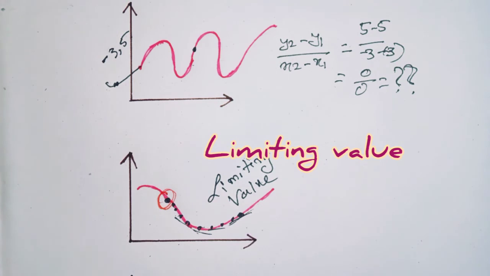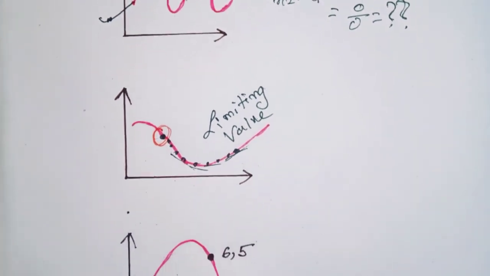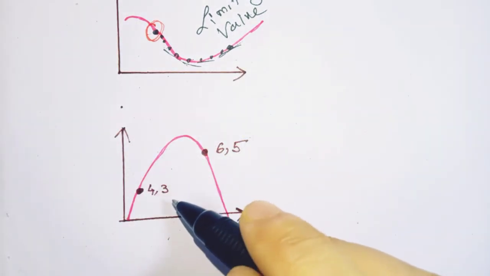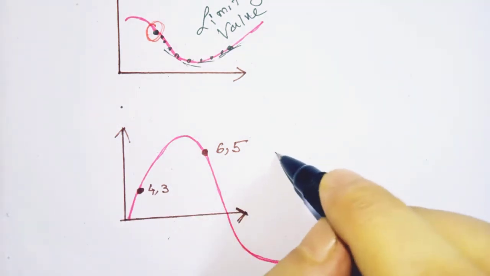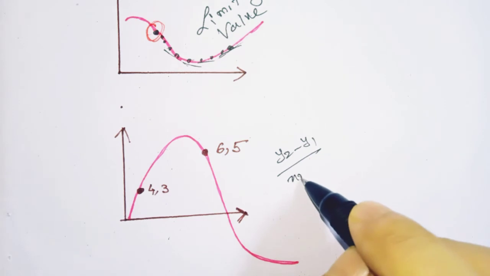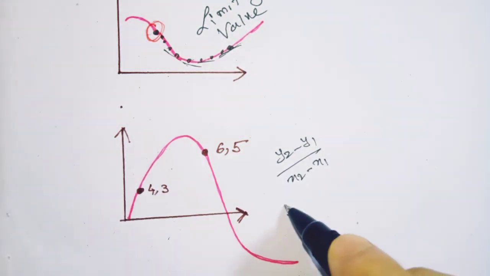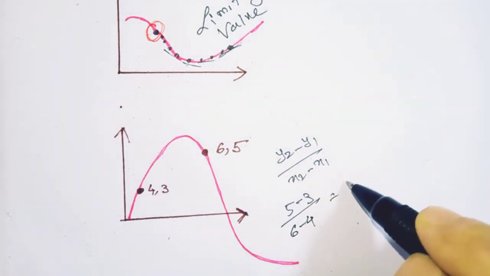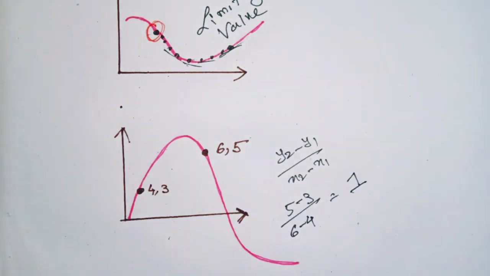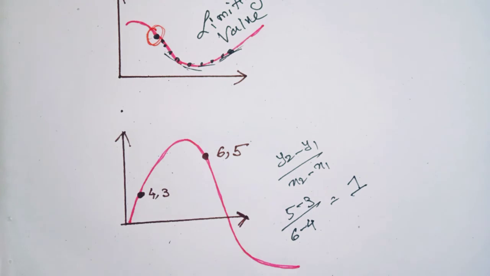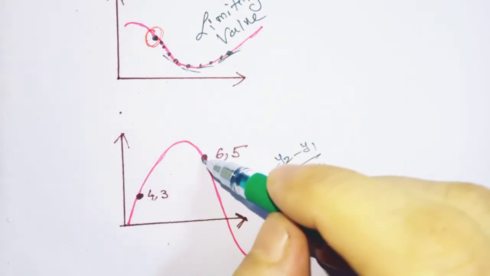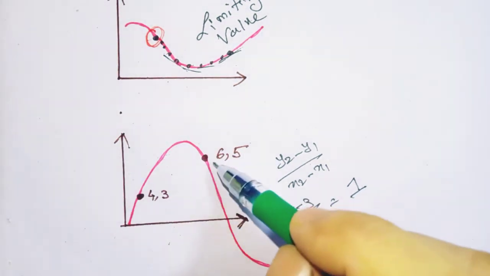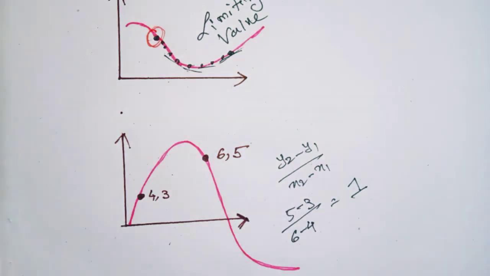As a typical demonstration, see this graph. This is taken as 6 and 5 and this is taken as 4 and 3, right? Now, if I use the same formula, y2 minus y1 divided by x2 minus x1, I get 5 minus 3 divided by 6 minus 4, which is 2 by 2, so it will be 1. Now let me use another color. We are trying to move this point closer to this, because we know this point only and we don't know this point. We are arbitrarily taking another point so that we can use the average velocity formula close to that.